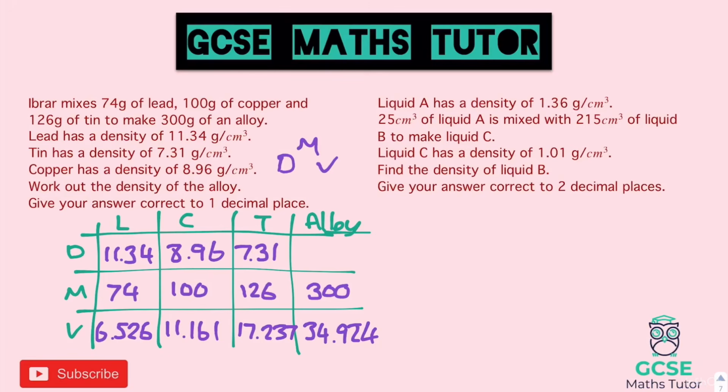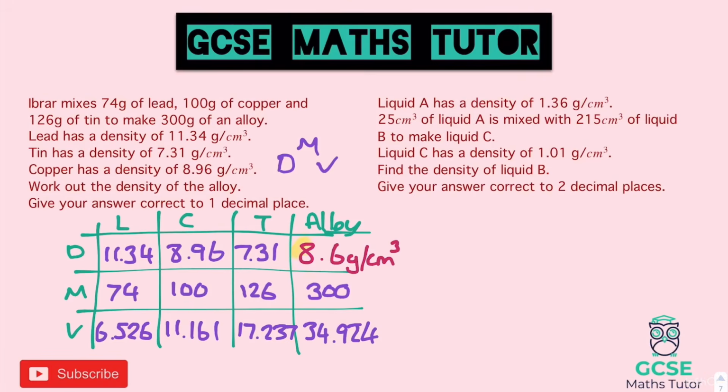Last little step, we just need to do the mass divided by the volume. So in mass divided by volume, we've got 300 divided by the 34.924, and it gives us an answer here of 8.59. It wants it to 1 decimal place, so 8.6 grams per centimetre cubed.